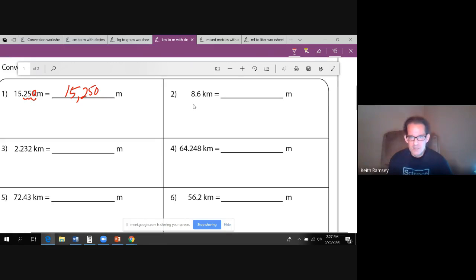So in the same sense, 8.6, I'm moving my decimal to the right 3 steps, once, twice, 3 times, and I'm going to have to add some zeros here. So this would be 8,600 meters. So here I have 2.232 kilometers to meters. I'm going to move my decimal 3 steps here. So this is going to become 2,232 meters.